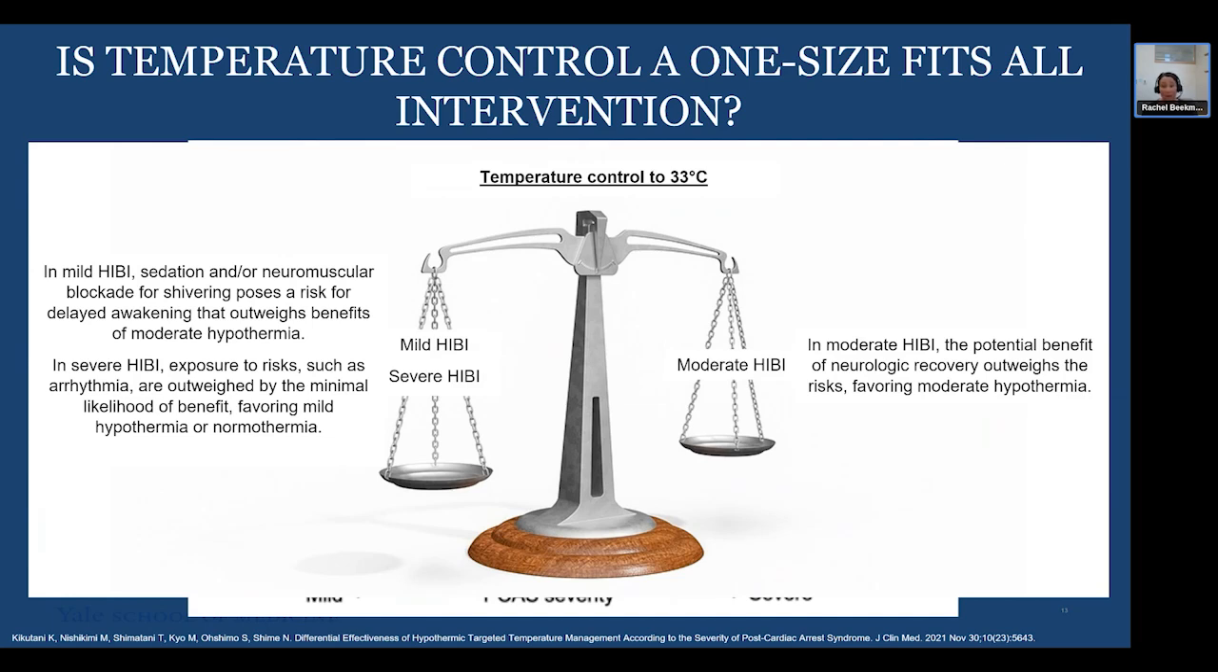In the patients with severe hypoxic ischemic brain injury, the mortality rate is very high, regardless of temperature control. And this also puts them at risk for side effects such as arrhythmia that outweigh the potential benefits. But the group with moderate hypoxic ischemic brain injury has the most to gain from moderate hypothermia. The important question then becomes, how do we identify these patients?